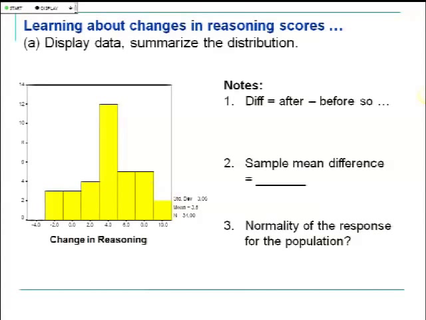All right, so there's our change in reasoning. Let's comment a few things here. First of all, the differences were after minus before. So we want to see, as we mentioned, positive differences in general. We're going to be estimating the size of the effect of piano lessons through a confidence interval, but we're hoping, of course, that maybe we'll establish that they were useful and positive differences in general.